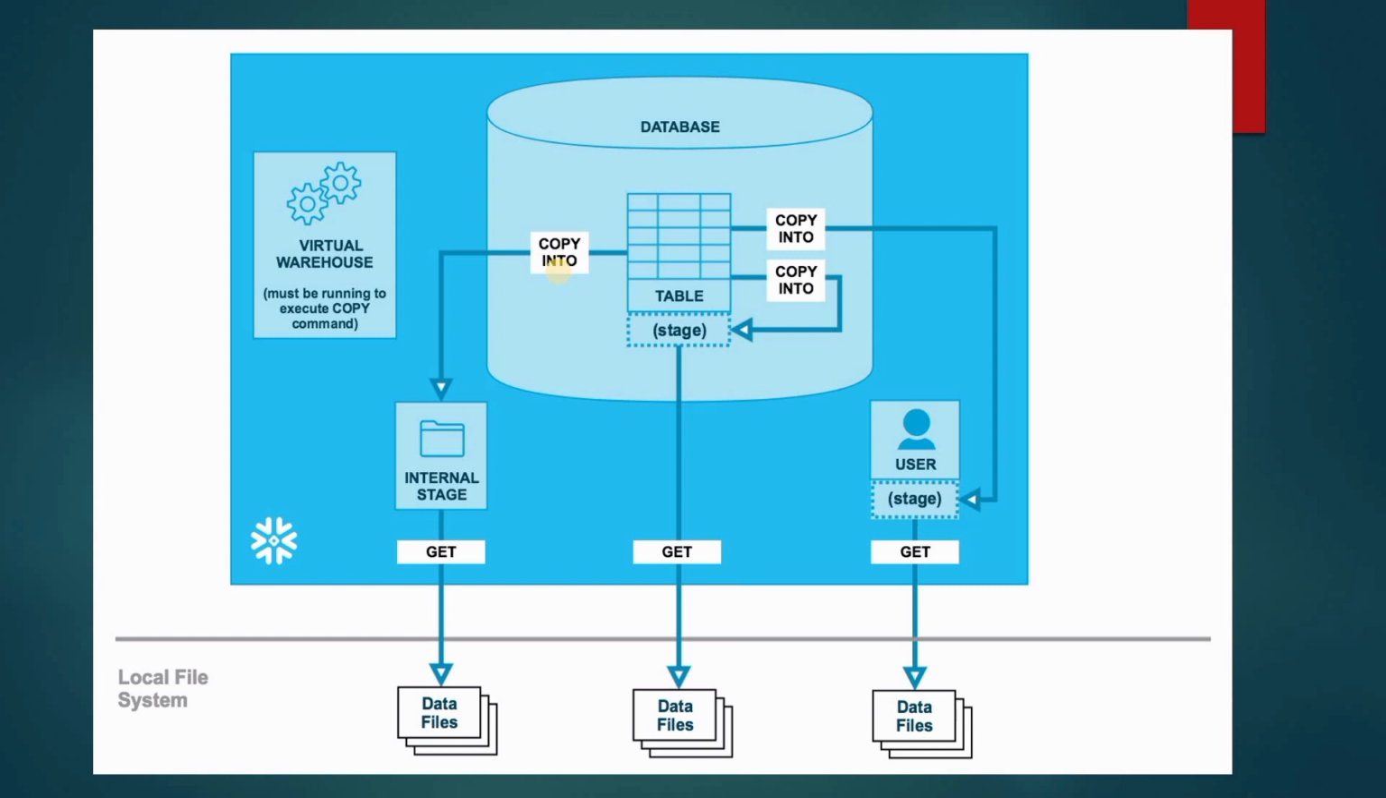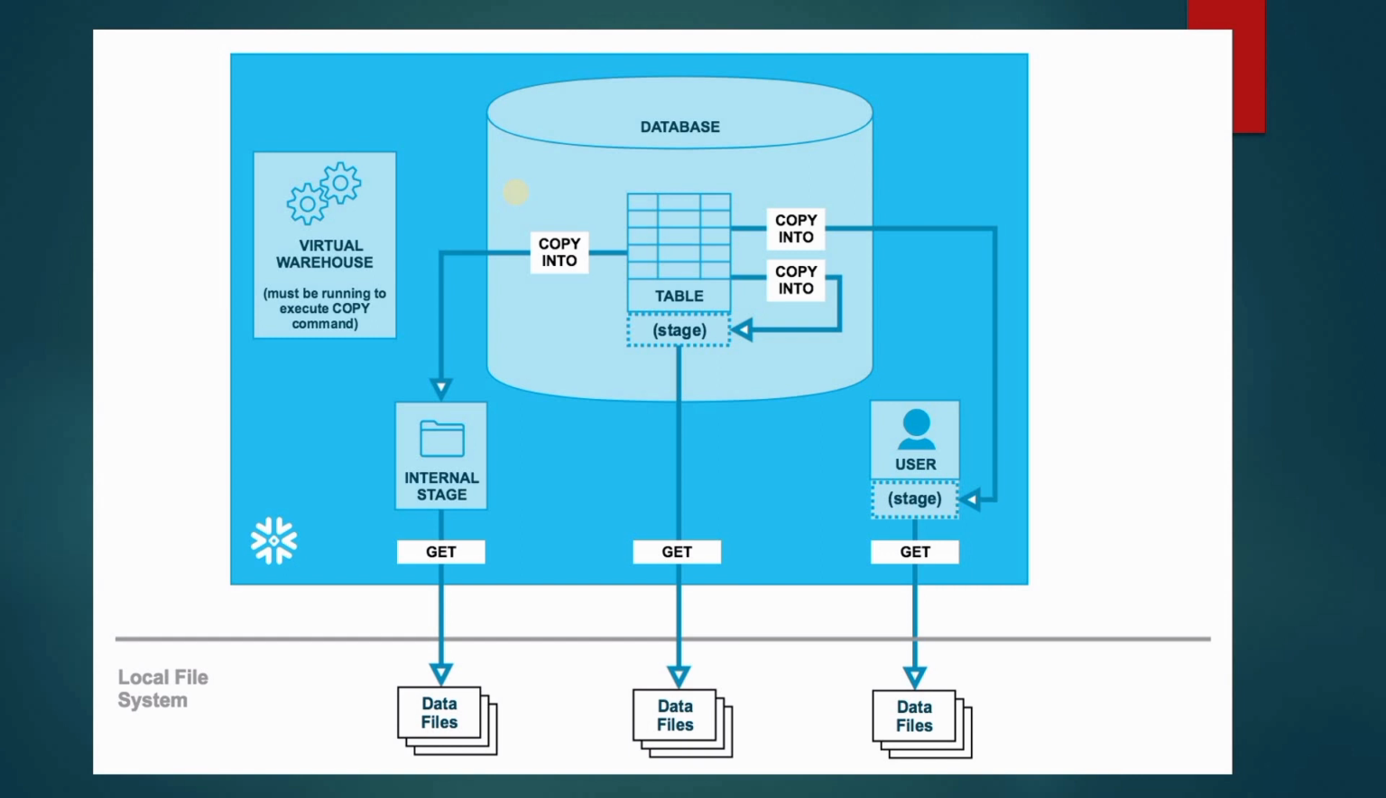Now let's understand some of the concepts of unloading as well. Suppose that this is a table and I want to unload this data. I want this data in our local file system. So how can we do that? We will first use the copy into command to load this table data into the internal stage, and from the internal stage we will use the get command to get the data file into our local system. The same goes for the table stage and the user stage as well. So unloading is just the reverse process of loading the data.